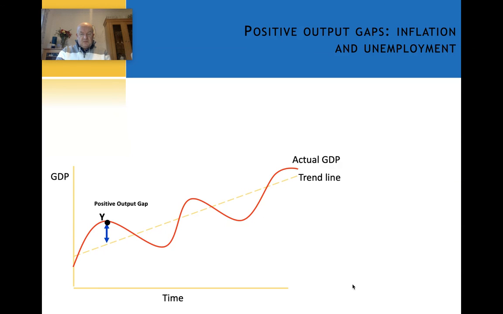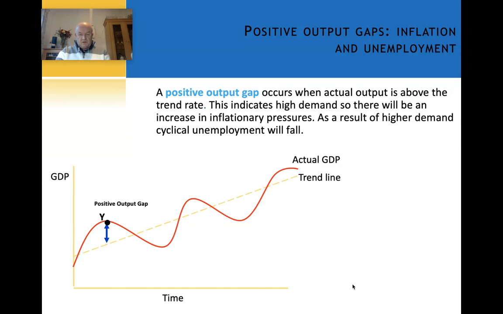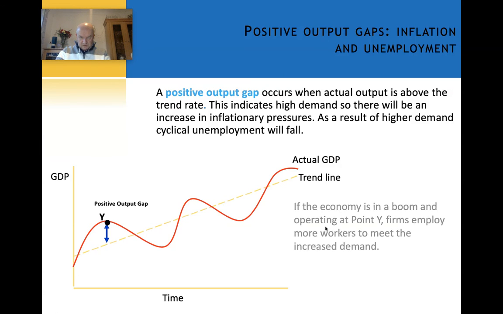Let's take a look at the opposite then, a positive output gap, which I've explained on the previous slide, but let's look at this in a bit more detail. This occurs when actual output is above the trend rate, and that means we've got high levels of demand, and so there are likely to be inflationary pressures. However, as a result of that higher demand, cyclical unemployment is likely to fall, because more businesses are likely to move into that marketplace and think, we've got an opportunity to sell some of our goods and services.